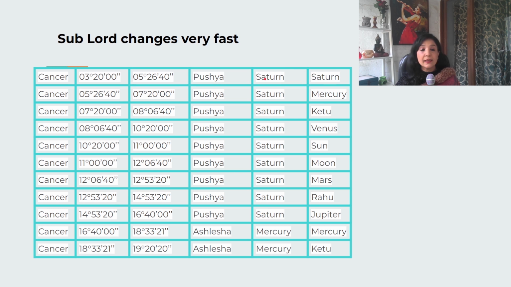If Saturn star has begun, then the first sublord will be of Saturn only. And if you see, when the moon sublord was there, it changed very fast. Look at the degree. And Saturn sublord, it took long to change. Now this is very important because the sublord will give the main result of the day. This is a little technical, but if you understand it slowly and try to practice it, then you will see how important it is and how useful it can be for your everyday life. Because the sublord is going to give the final result.